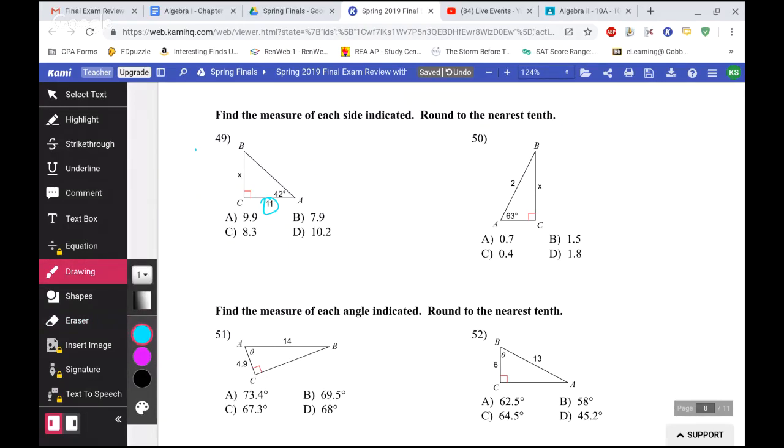You're given both leg measurements, let's put it like that, which would tell us that you're going to use tangent. And tangent is opposite over adjacent, which would be x over 11. So you're going to want to find tan 42 degrees. So tan 42 times 11 is 9.9.